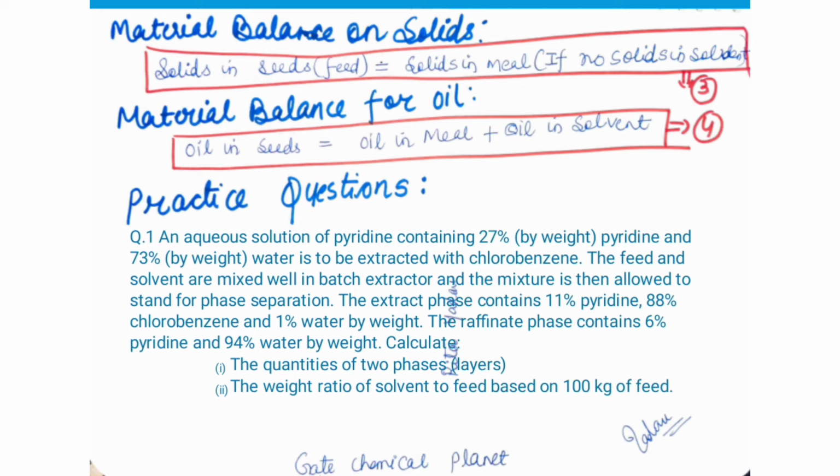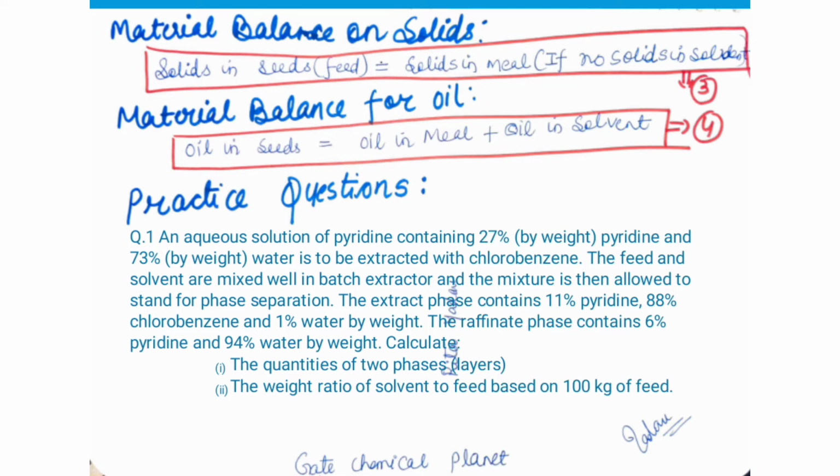So now we will write the material balance for oil. It is basically the component balance for oil and the component balance on solids. We can also write the material balance for oil. So the oil in seed equals the oil in meal plus the oil in solvent. So this is equation number 4. Because where oil is present in seed, definitely some oil is present in meal also, and some oil is in the solvent also, in the out phase. Okay, so this is the component balance for solids and oils.